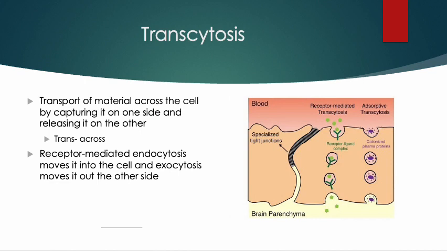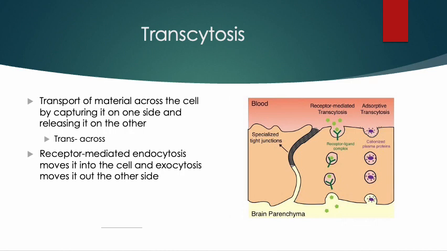So transcytosis, and if you guys remember what trans means, it means like through or across or to the side. And cyte means cell, and osis is, again, condition of. So transcytosis is transport of material across a cell, okay, by capturing it on one side and releasing it on the other. So instead of going around the cell, it's going to go through the cell.